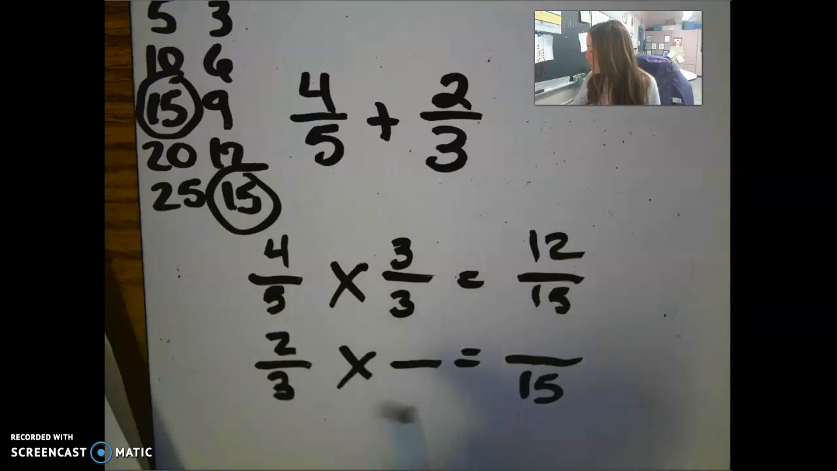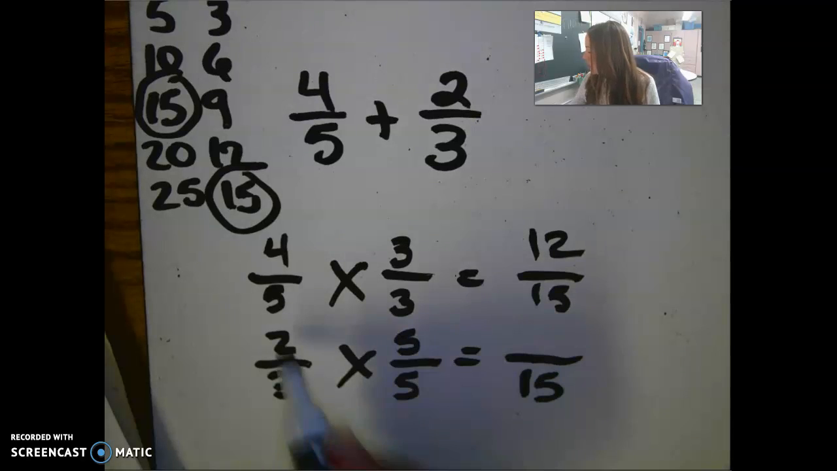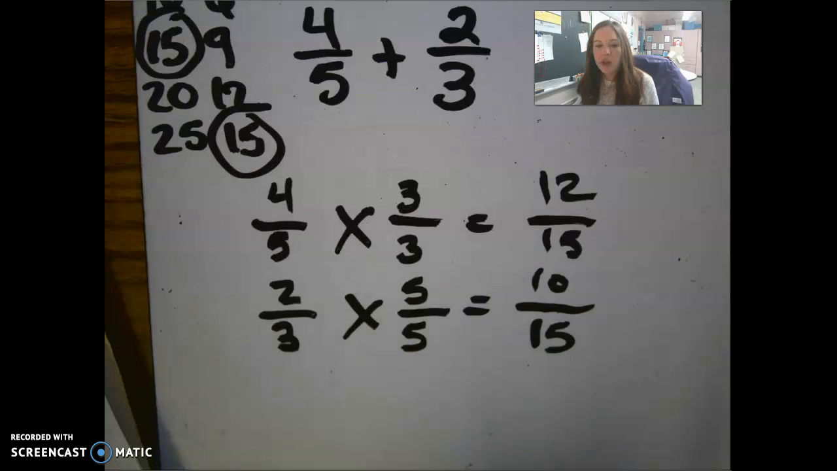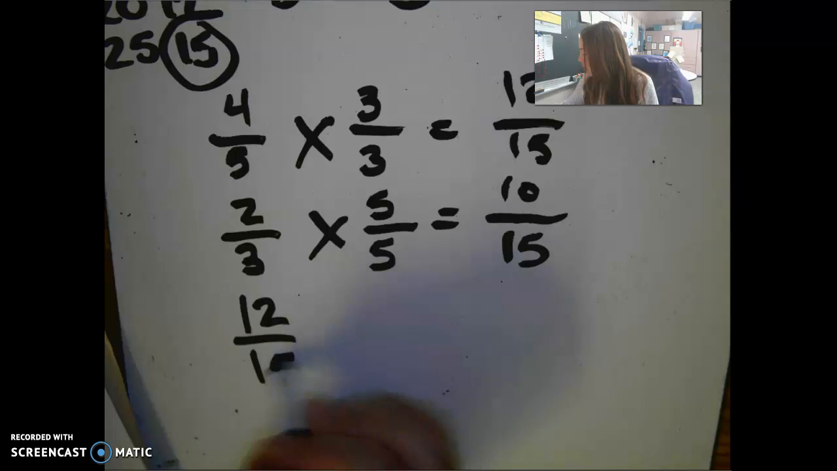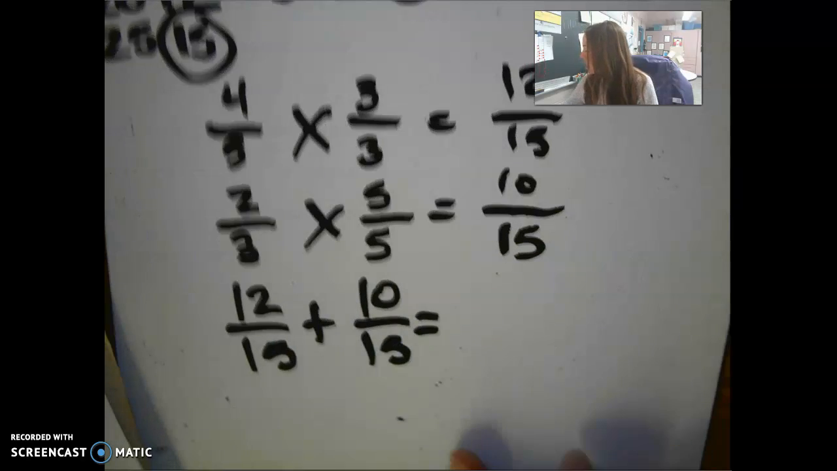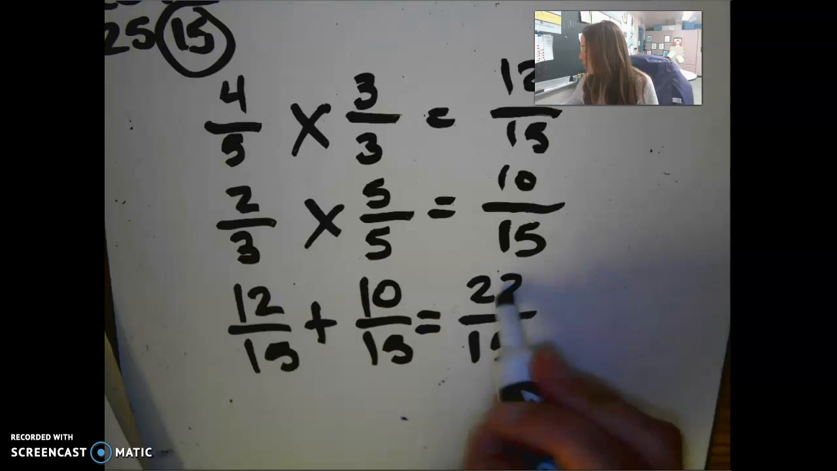And then 3 times what is 15? Well, we already see here that 3 and 5 multiplied together will be 15. It doesn't matter the order. So we'll put a 5 on top. 2 times 5 is 10. And we're going to add them together. So let's rewrite our equation. 12 fifteenths plus 10 fifteenths equals, my denominator stays the same, and we add our numerators. 12 plus 10 is 22.